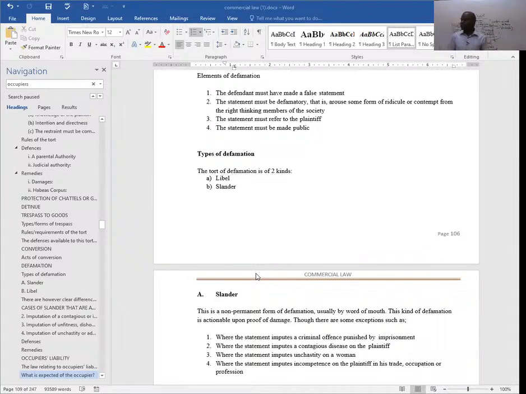If it is libel, then it is actionable without any form of proof, because the evidence that will be there is maybe the printout of a newspaper or a magazine, whereby the statement that was made is not true about a particular person, because it is in a permanent form.